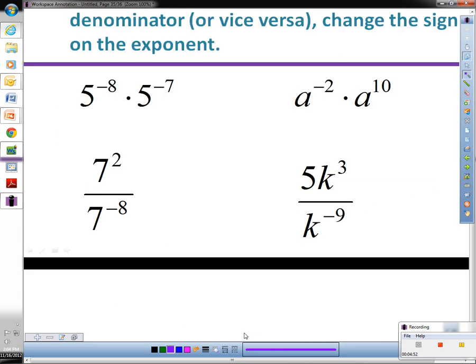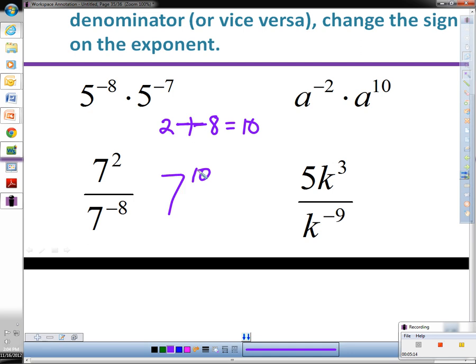In this example, with the 7s, we could start by subtracting the exponents because we are dividing powers that have the same base. We could start by taking 2 minus a negative 8. We have to be really careful that we don't forget a negative and just do 2 minus 8. 2 minus a negative 8 is 2 plus 8, which is 10. So I would end up with 7 to the 10th power. And that is the correct answer.